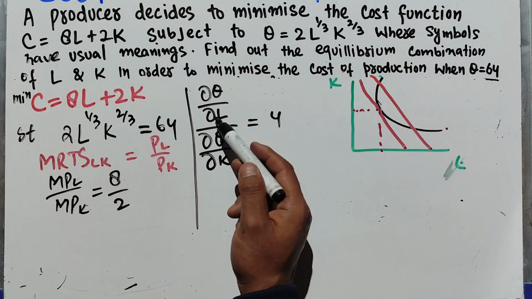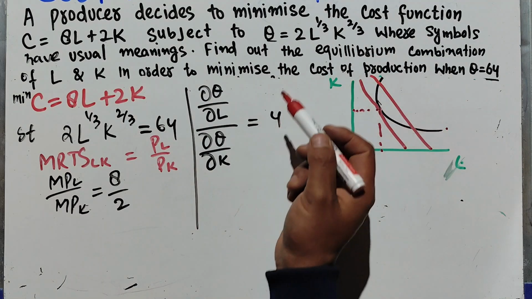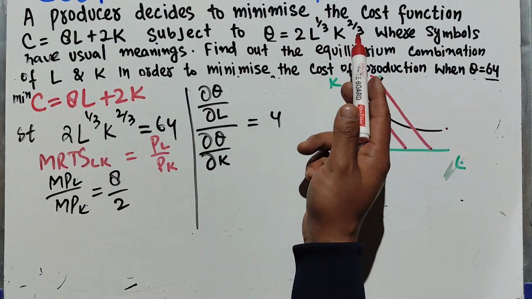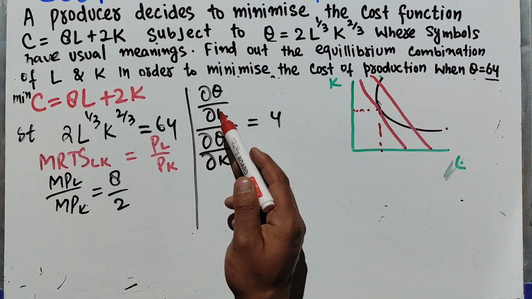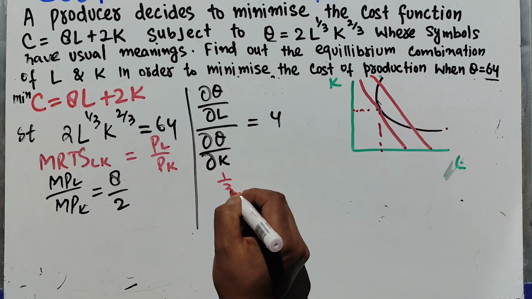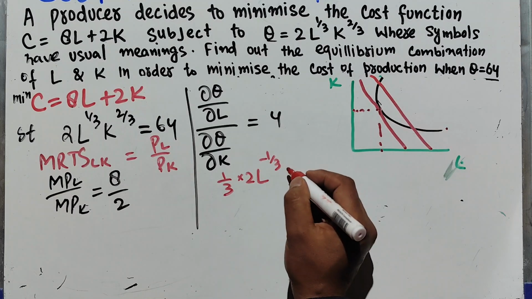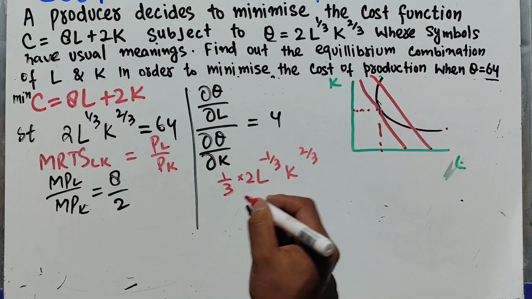Now dQ upon dL means the derivative of this function with respect to labor. Using the power function rule, we are taking partials with respect to labor, so the exponent of L becomes the coefficient. So we have 1 upon 3, then we have 2L raised to the power minus 1 upon 3 by the power function rule. K^(2/3) will remain the same.